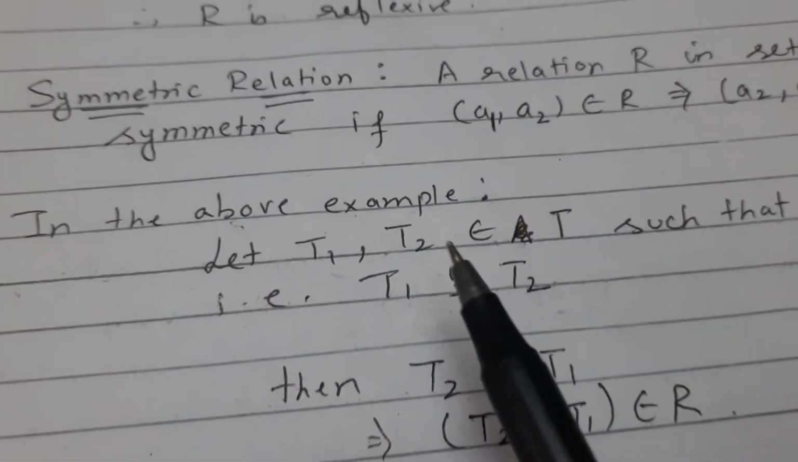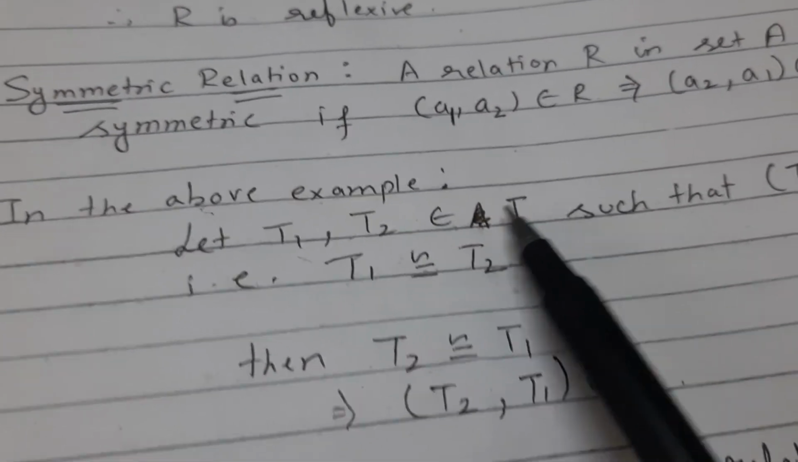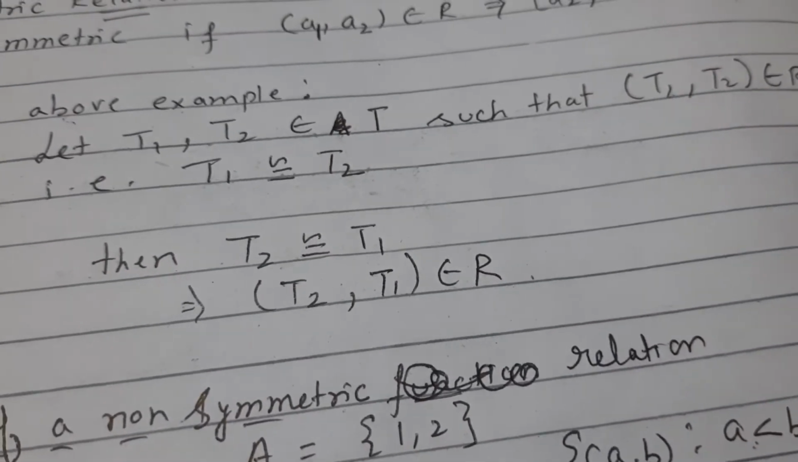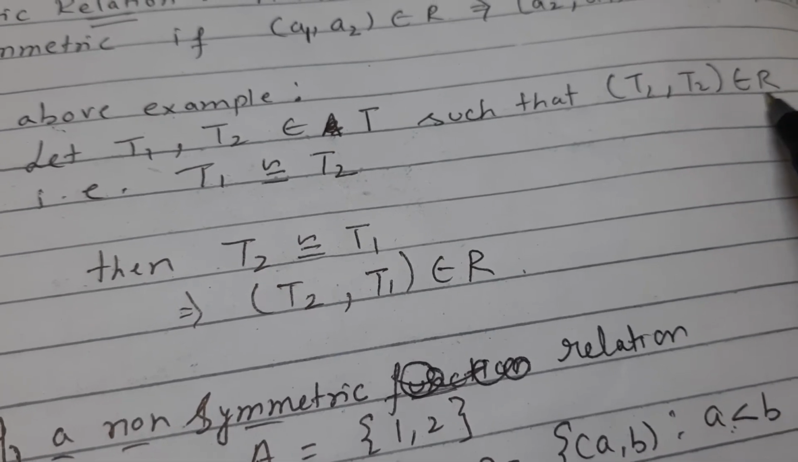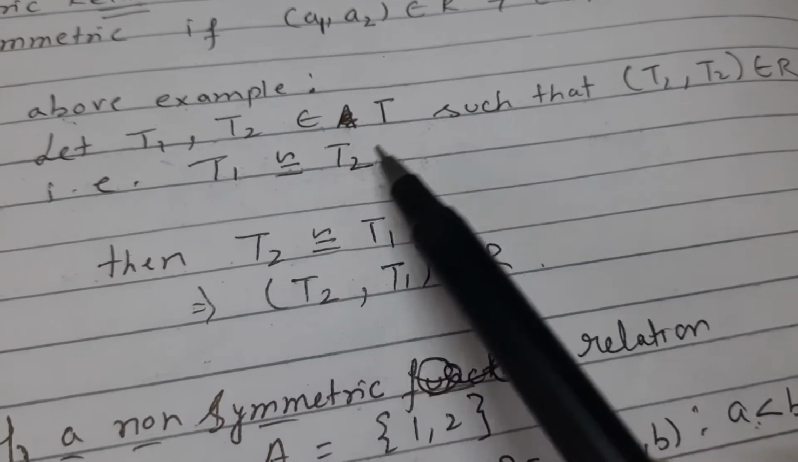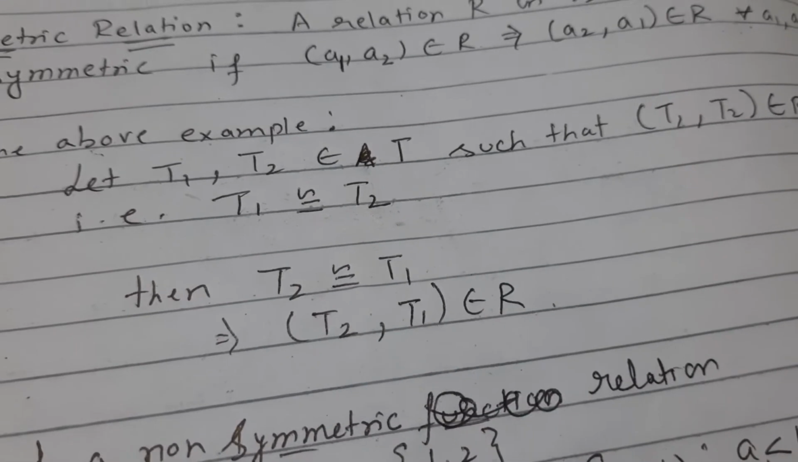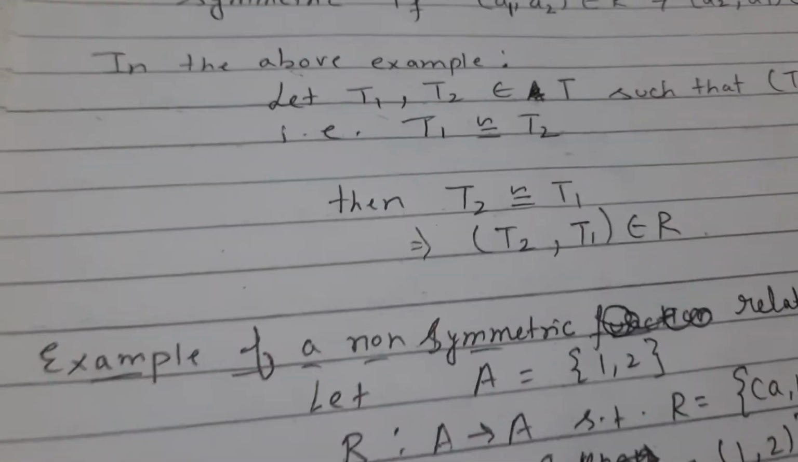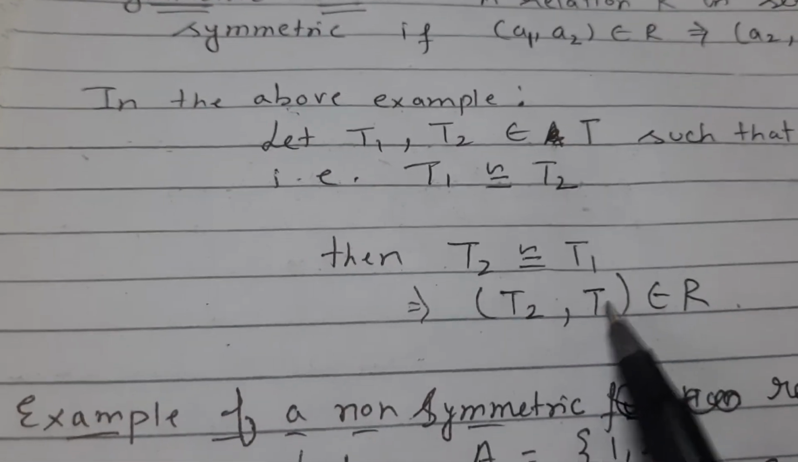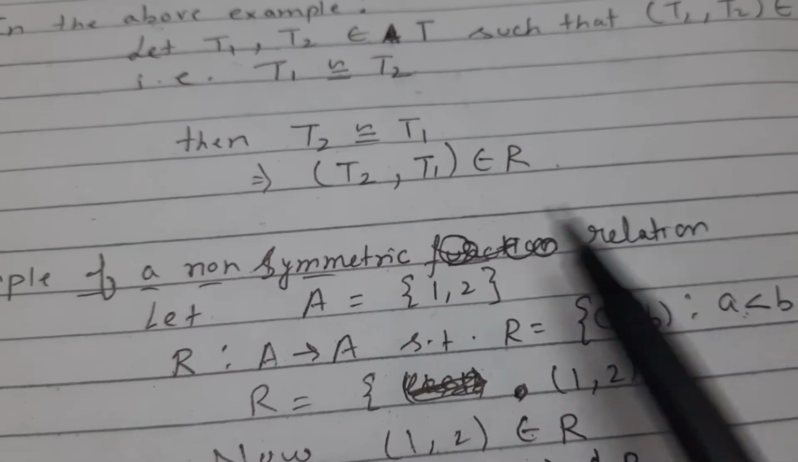Let us see in the above triangle example. If I take two elements T1, T2 belonging to T, such that (T1, T2) belongs to R, that means they are congruent triangles. R will contain only those triangles which are congruent. So T1 is congruent to T2. Then T2 is also congruent to T1. We can write it in the reverse order also; it will not change anything. So (T2, T1) belongs to R. So this is a symmetric relation, R is symmetric here. Now I will give you an example of a non-symmetric relation, and this is also non-reflexive.